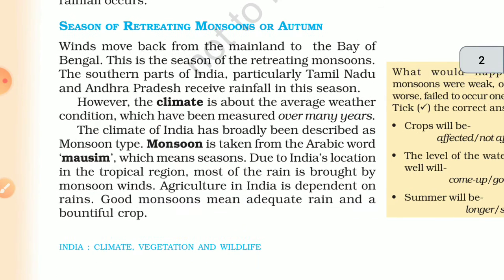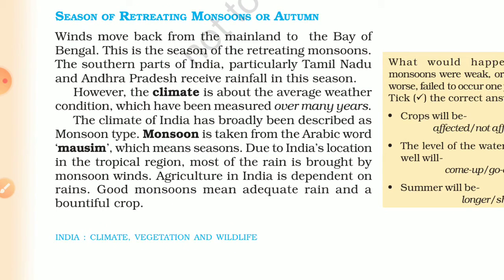The southern part of India, particularly Tamil Nadu and Andhra Pradesh, receives rainfall in this season. So when the winds blow from the mainland to the Bay of Bengal, at that time Andhra Pradesh receives rainfall, and Tamil Nadu as well. However, the climate is the average weather condition which has been measured over many years.